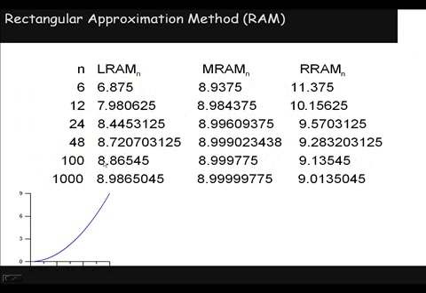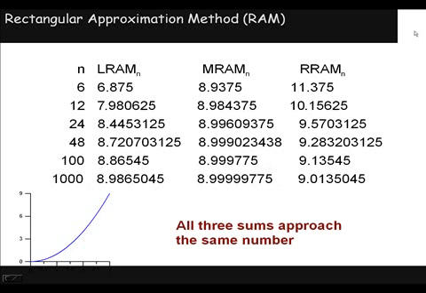Look down here at 100. The numbers are getting even closer together. At 1,000, the numbers are getting closer together. In fact, the more rectangles I use, the more each approximation starts becoming the same number. Interesting, isn't it?